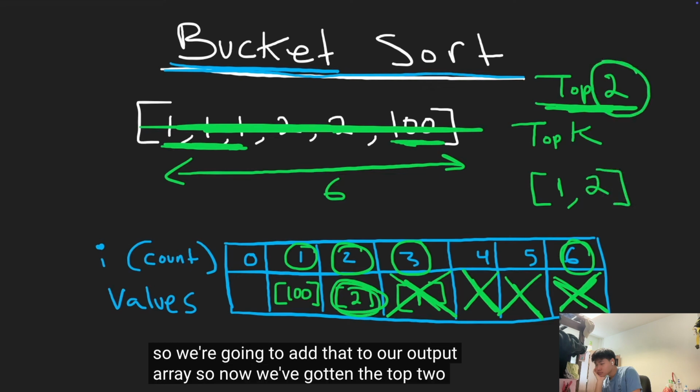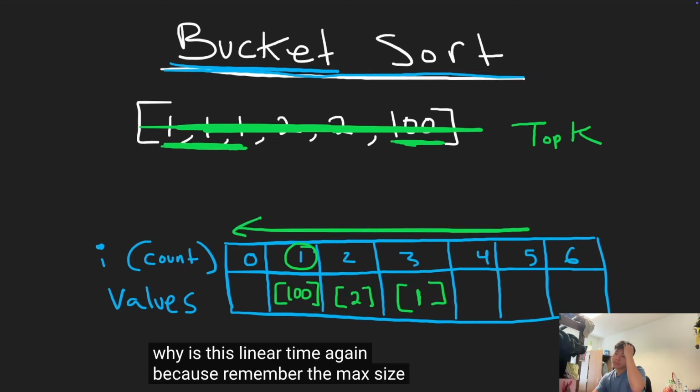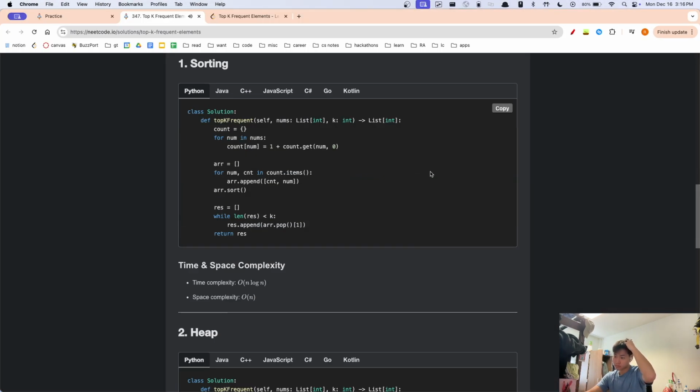So now we've gotten the top 2 values, and then we can return this array. Now, why is this linear time again? Because remember, the max size that this array could possibly be is going to be about equal to the size of the input array, right?